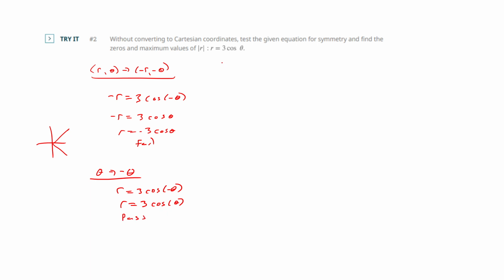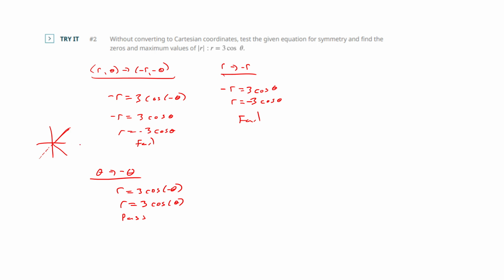All right, let's do one more. Let's check with respect to the origin, and that's where you change r into negative r. So the angle stays the same, but negative r would now send you down over here. Let's see if we get the same thing. So this is going to be negative r equals 3 cosine of theta, and I hope you can see this will not be the same. This is going to be negative 3. That is not going to pass. So we failed that one as well. So the only one we think we have symmetry with respect to is the x-axis again.